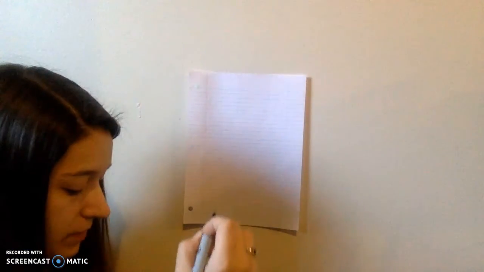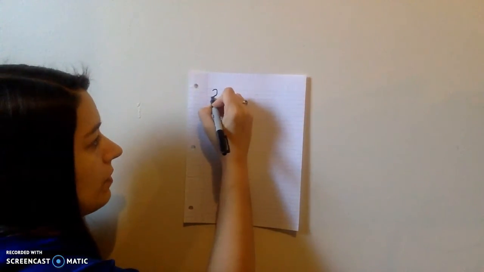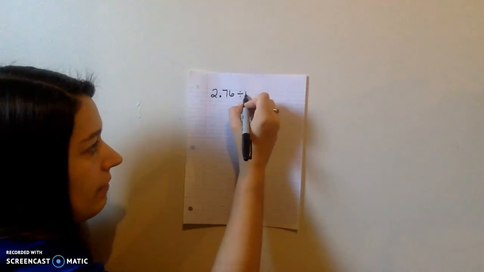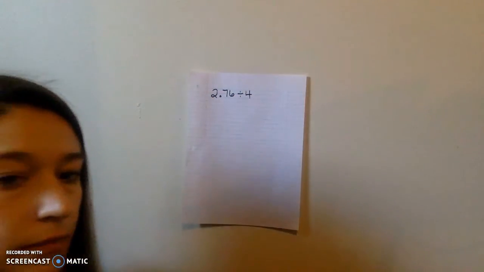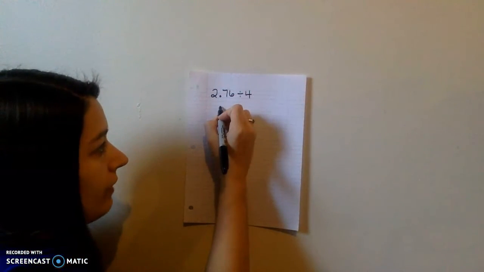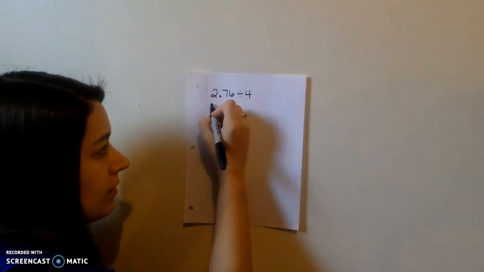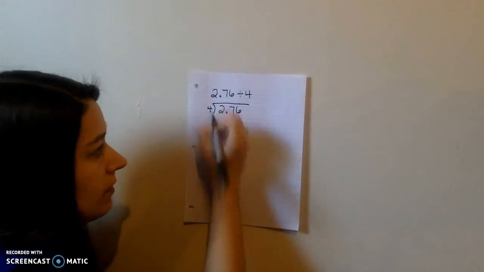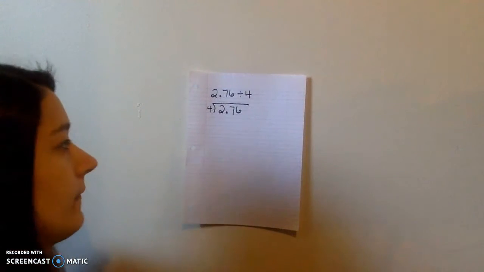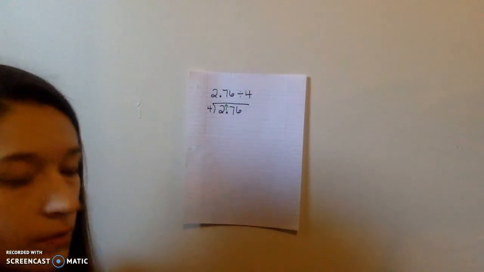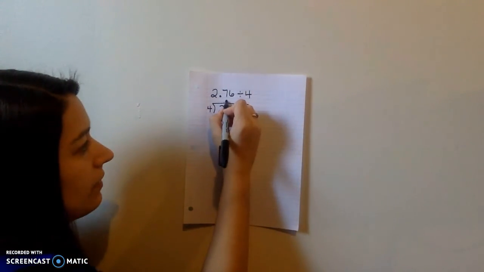We'll do 2 more practice problems. Next problem is going to be 2 and 76 hundredths divided by 4. When we write this to solve it, we'll write it like this. Our decimal is going to shoot straight up, and we're going to rewrite it up here.